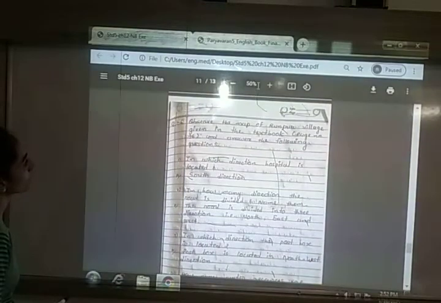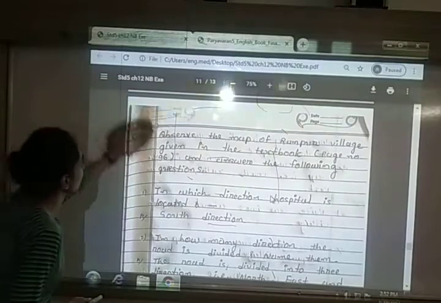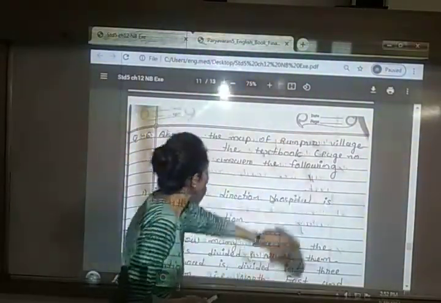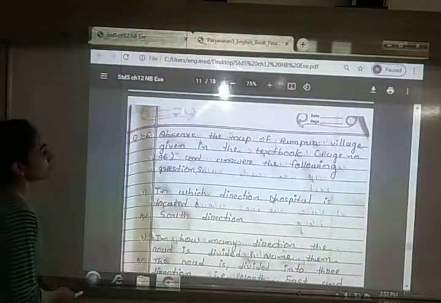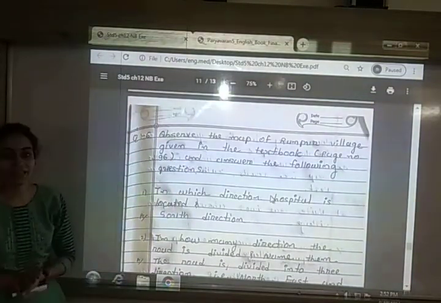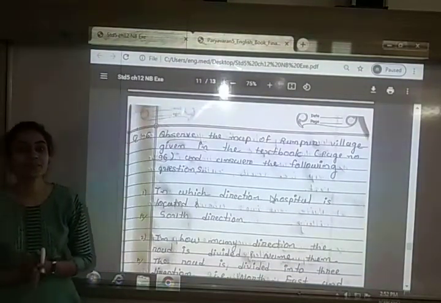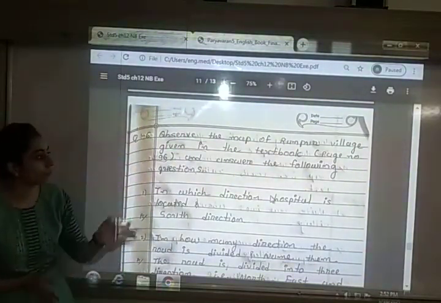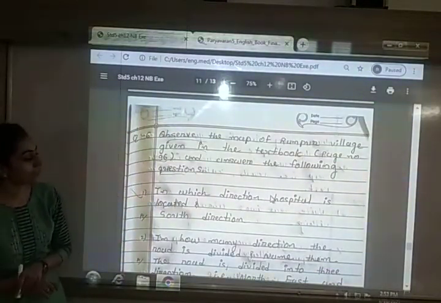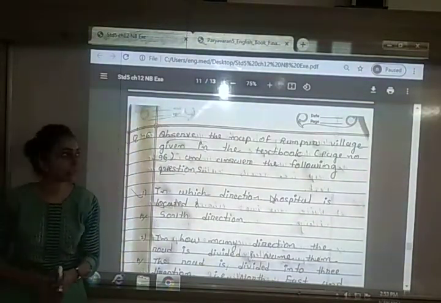Now next is question number 6. Let me see question number 6. You have to again observe the map of Ranpur village given in the textbook on page number 96. The map of Ranpur village is given to you, and then you have to answer the following questions. The first question is: in which direction is the hospital located?